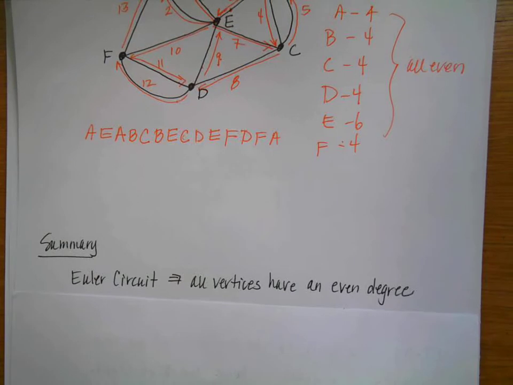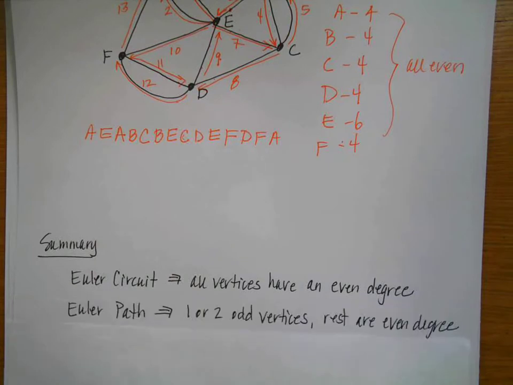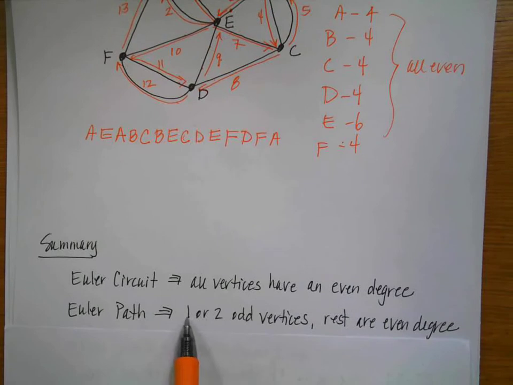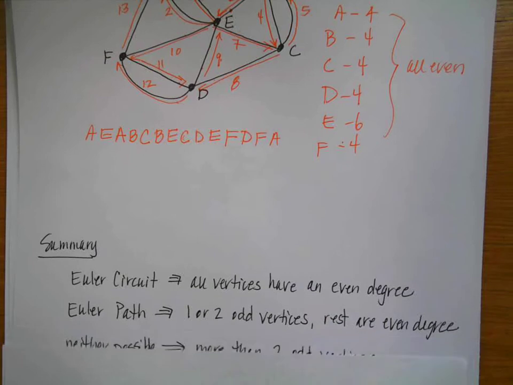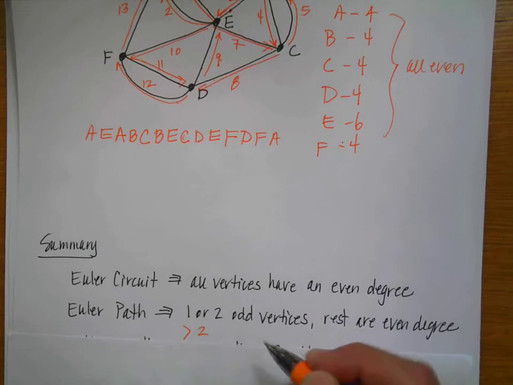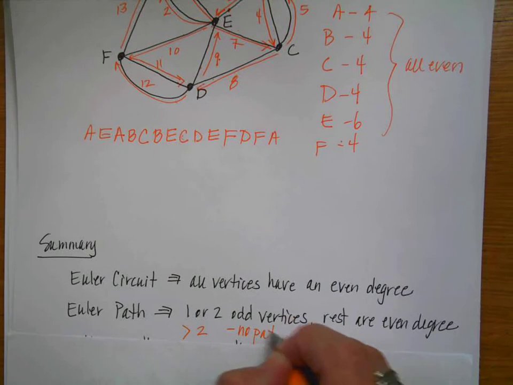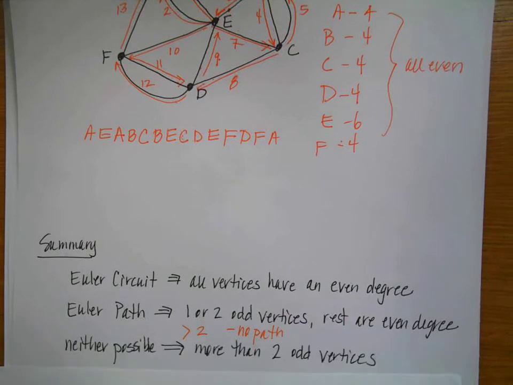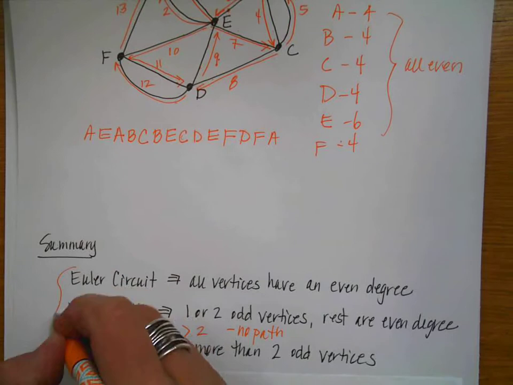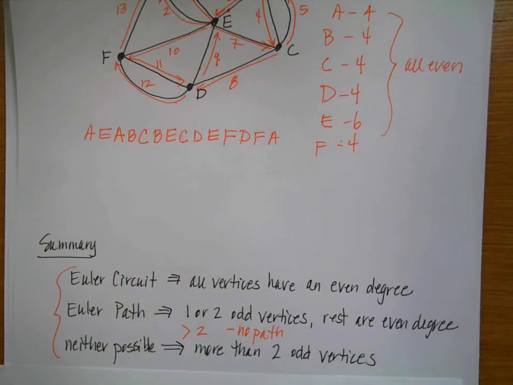All right, so I've made us a little summary at the end. An Euler circuit says all vertices are going to have an even degree. That means that there's at least one Euler circuit. An Euler path is going to be possible if there's 1 or 2 odd vertices, and then the rest are even. If there's greater than 2, then there's no path, so that's also a criteria. And then what's never possible, for either the path or the circuit, is if it's more than 2 odd. So this is a nice short set of rules to have handy when you're trying to find an Euler circuit.